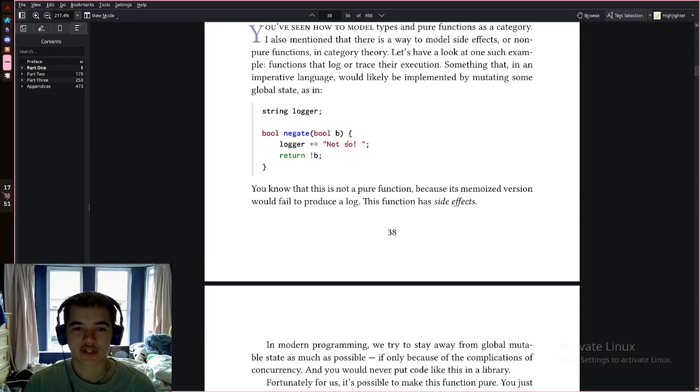So we got string logger, bool negate, logger, exactly, yeah. You know that this is not a pure function because its memoized version would fail to produce a log. This function has side effects. Its memoized version would fail to produce a log. Okay, so that's how it wants to think about it. If you cannot memoize it, it has side effects, because you memoize based on inputs, right?